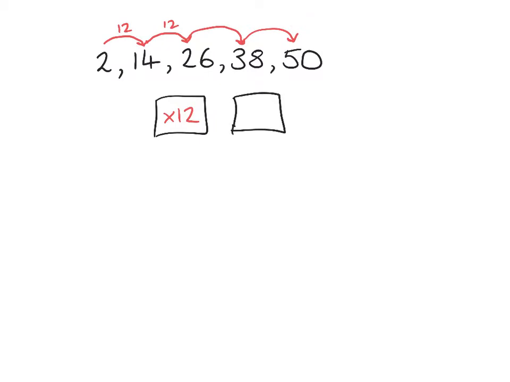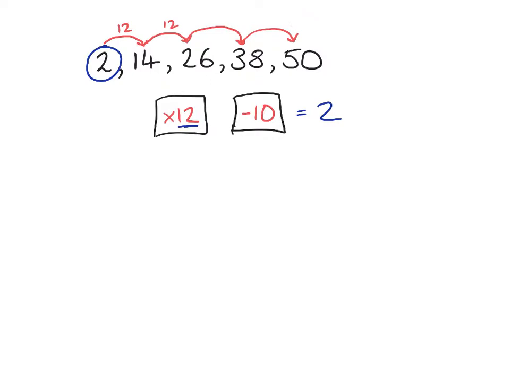And then we've got to get from 12 down to 2, because 2 is our first term. So to go from 12 down to 2, we'd have to take away 10. So that's what it's looking at. We could check it now if we wanted.